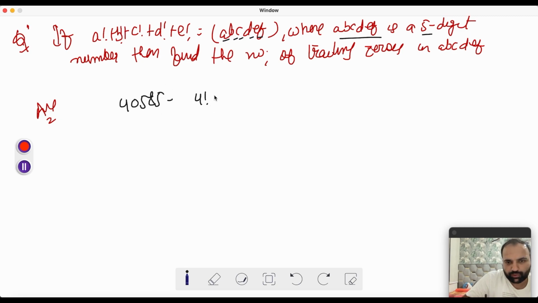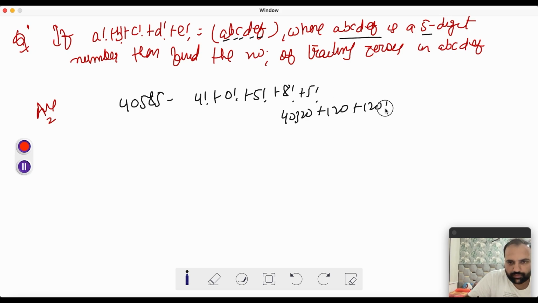So we take 4 factorial plus 0 factorial plus 5 factorial plus 8 factorial plus 5 factorial. Just check that. I'm just writing it cumulatively over here. If you want, you can do it this way as well. 1 plus 120 plus 24 plus 40,320 plus 120. So you will get this number.